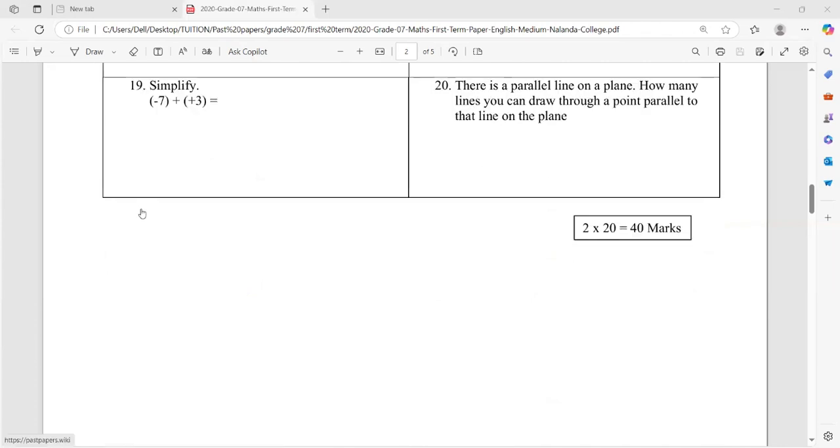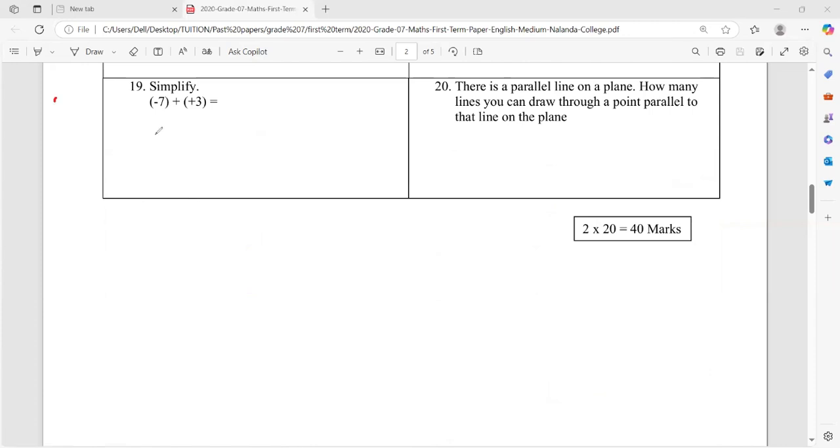Here you have to simplify this. 19. So I can do this without the number line. So if I take this as 0, as plus, because if there is no sign, that means it is plus. Plus into minus is minus, then we can take this as minus 7 plus 3.